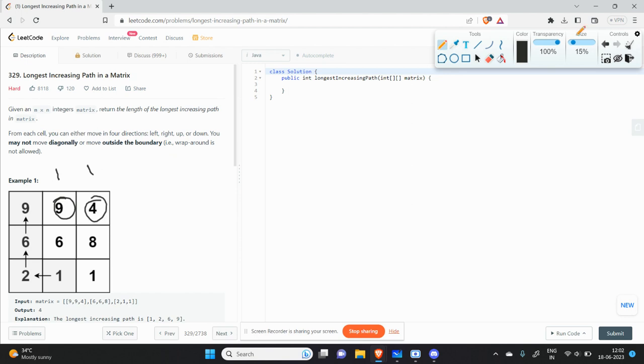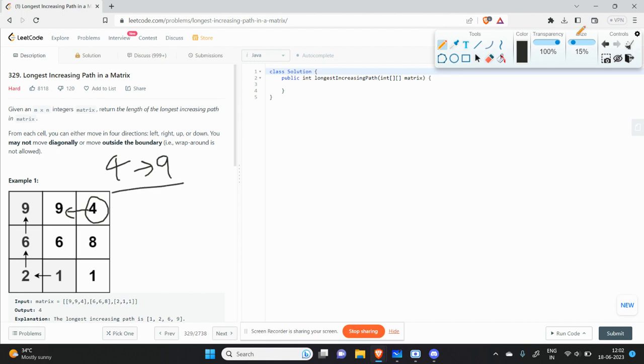But let's say I started with 4. Then from 4 I can go in the downward direction or in the left direction. Let's say I chose to go in the left direction. I cover these two cells, from 4 to 9. And from 9, can I go anywhere? This 9 we can't go, this 6 we can't go, we can't go upward, and we can't go backward because from there only we started. So if we choose this path, we would have the length 2, 4 to 9.